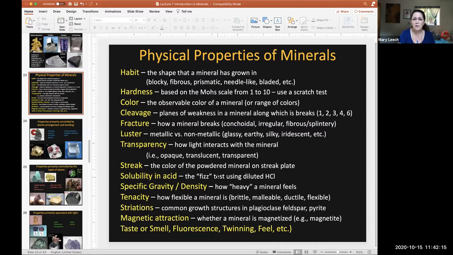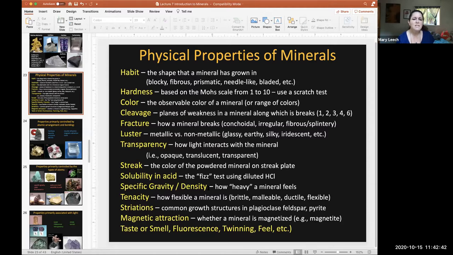It's carbon dioxide. It's like carbonation almost. It's carbon dioxide that comes off from the reaction between the calcium carbonate and the hydrogen and chloride of the hydrochloric acid. It gives off carbon dioxide gas. That confirms that this is calcite when you see the fizzing.